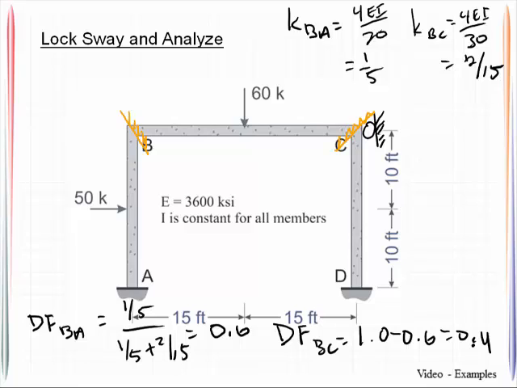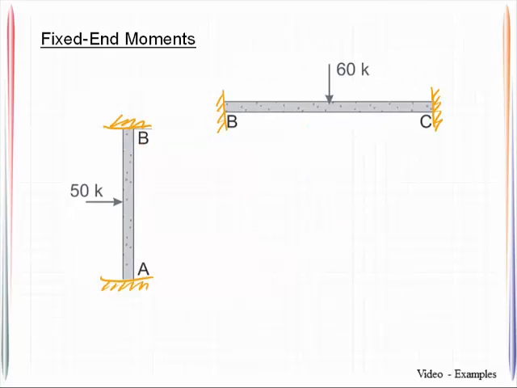And if you recognize that the structure is symmetric, then you will know what the distribution factors are for CB and CD. Next thing I want to do is compute the fixed end moments. And from a beam chart for a fixed end member with the point load in the middle, the max moment at the end is PL over 8.